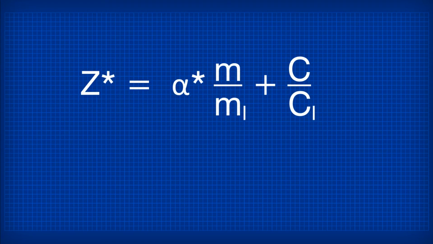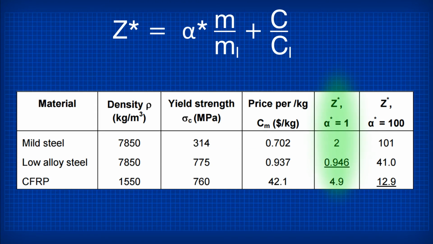We evaluate it for alpha star equals 1, meaning weight carries a low cost premium. Low alloy steel has the lower z star, but if we evaluate for alpha star equals 100, where weight carries a large cost premium, carbon fibre reinforced plastic has the lowest z star.